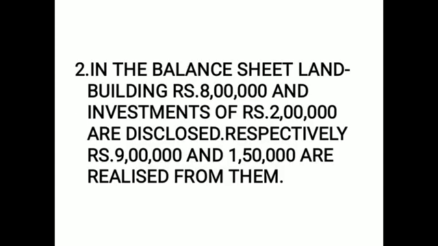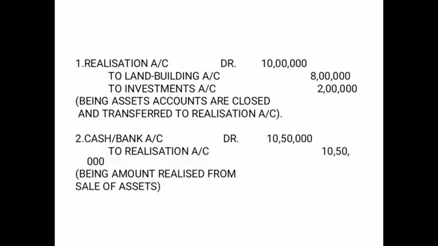Now they say that 9 lakh and 1 lakh 50 are realized from them. So overall 10 lakh 50,000 are realized from the sale of assets. And the journal entry for realization of assets is, we have understood this while understanding the concept of journal entries. What is the journal entry for the amount realized on sale of an asset? It is cash and bank account debit to realization account 10 lakh 50,000. How? 9 lakh plus 1 lakh 50,000.